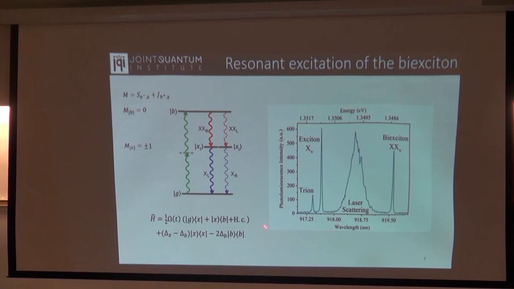For all of those who like to see Hamiltonians, this is what we consider here. So omega is the laser. Then there is some ground state to exciton coupling, some exciton to bi-exciton coupling. So the laser couples ground to exciton and exciton to bi-exciton state. And there is spontaneous emission, and delta is the detuning from the respective level.